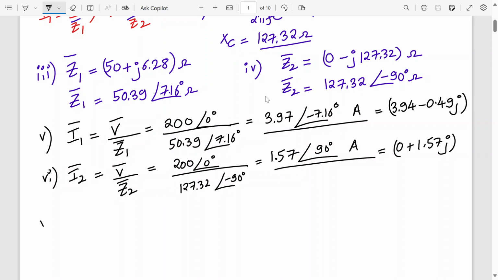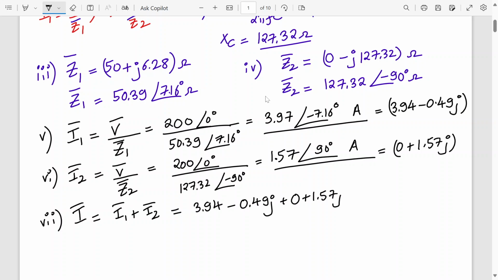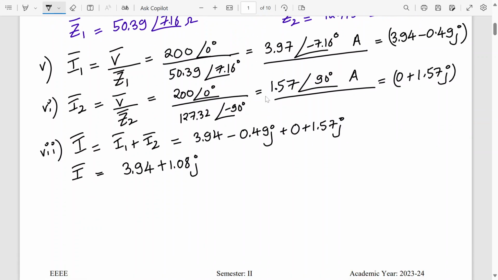Now why are we converting into rectangular form? Because we need to add these currents. So the total current I in the circuit will be I1 plus I2. Now we add these together: 3.94 minus 0.49j plus 0 plus 1.57j. So how much does this come out to be? Sorry, it's 3.94 plus 1.08j.